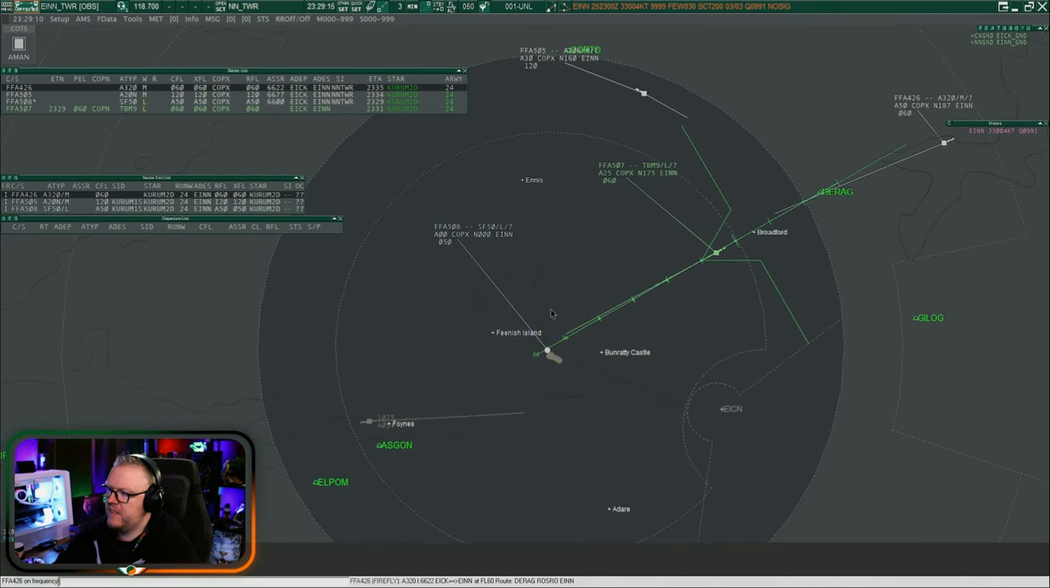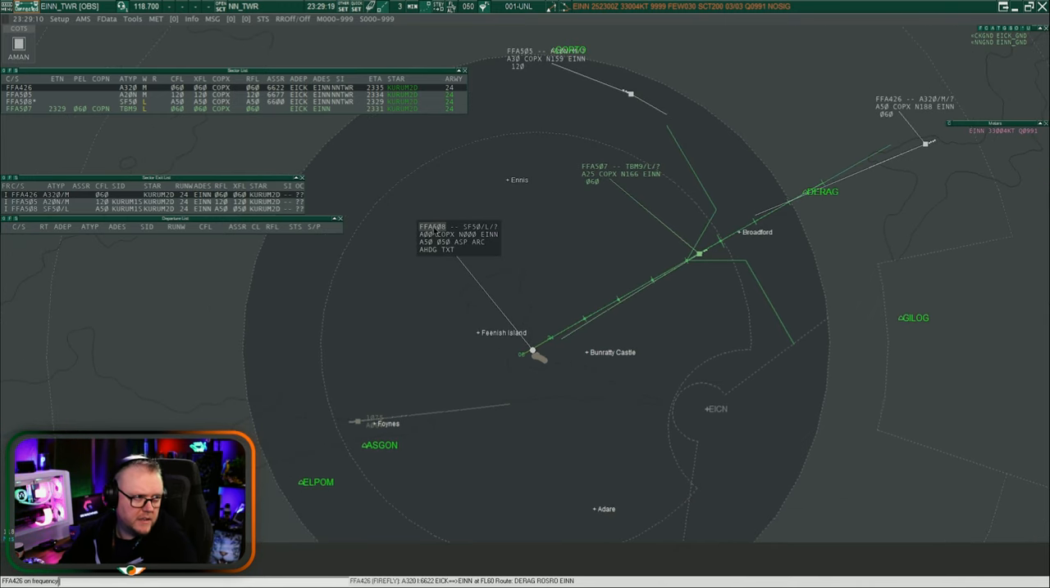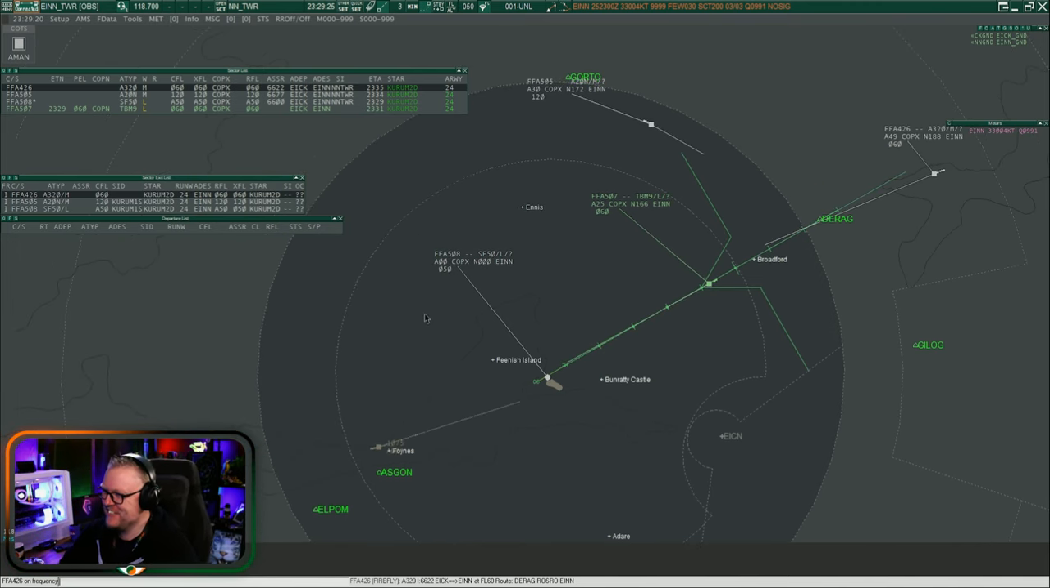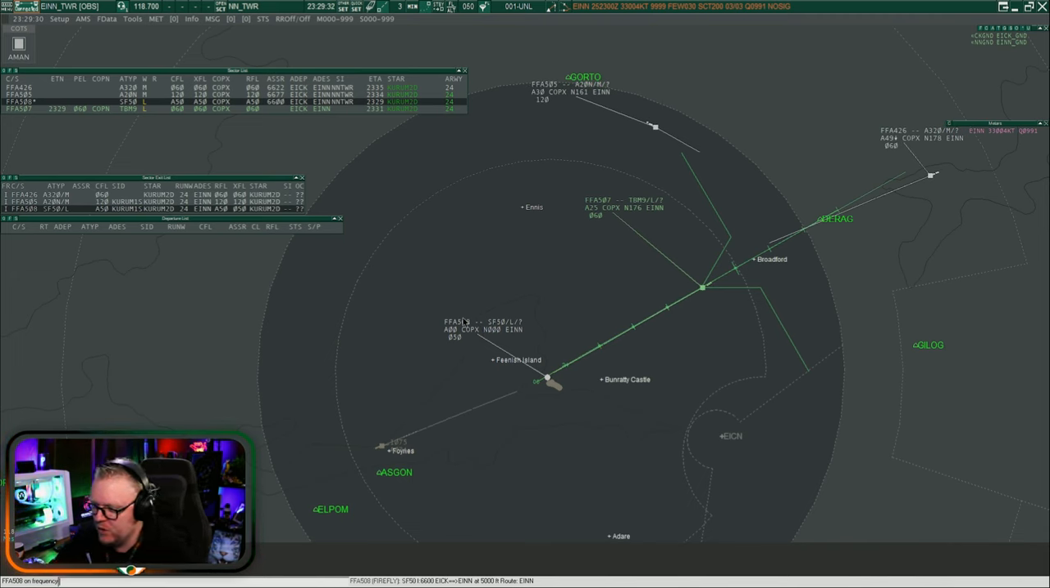Firefly 508. Did you just jump and go? Firefly 508, my flight sim has paused. That's quite okay. If it comes back to life, over to ground on 121.8. Nice landing.